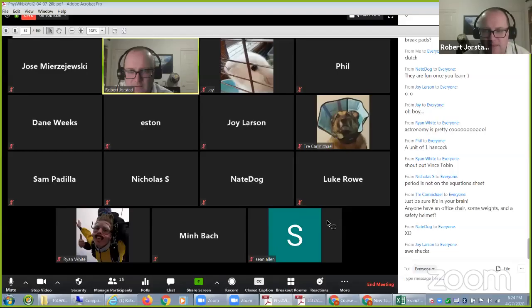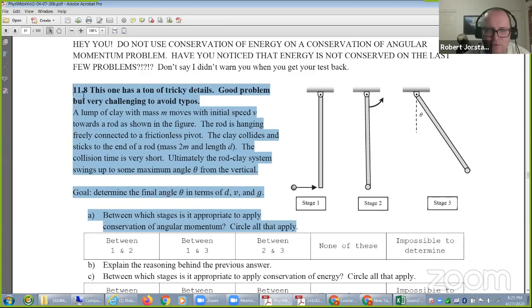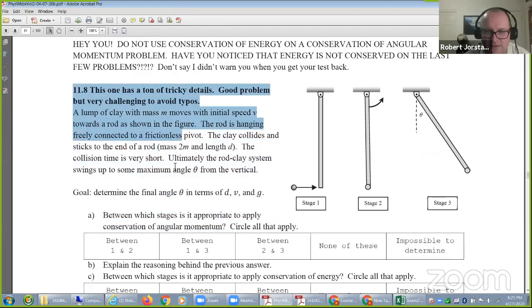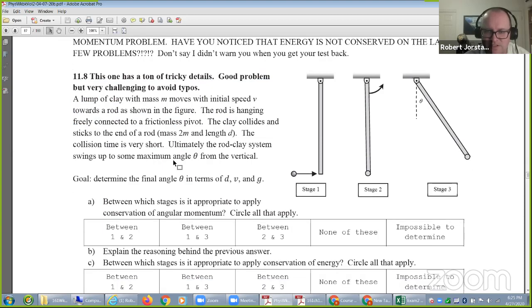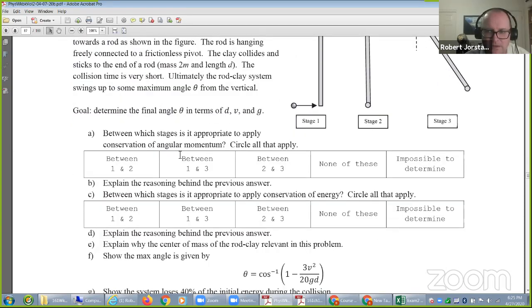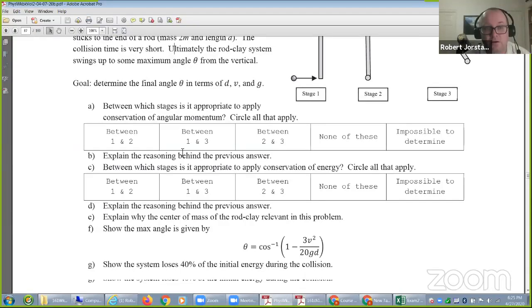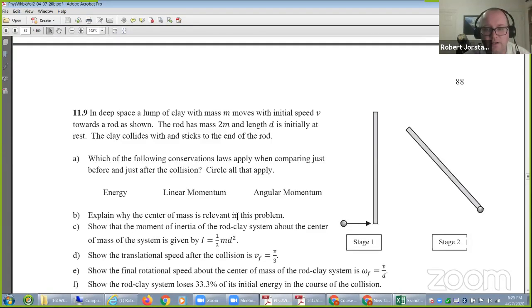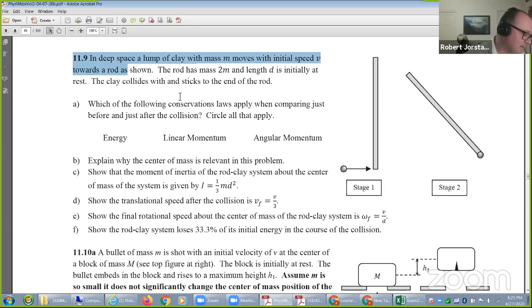All right. This one, we actually did one like this already. This was an old test question, and then people had trouble with it. So I'm going to let you do 11.8 at home. It's a good test to see if you remember what we just did. Okay. And then, I do want to talk about this one now. So let's look at 11.9.